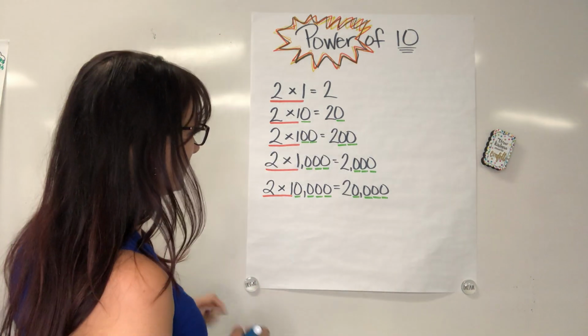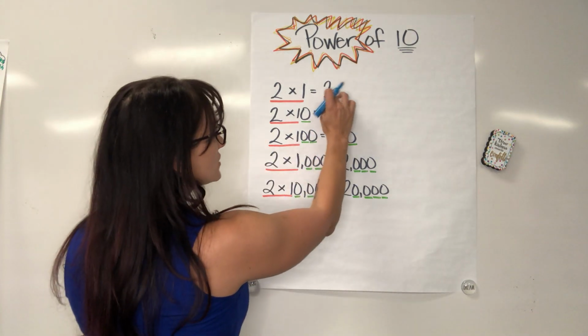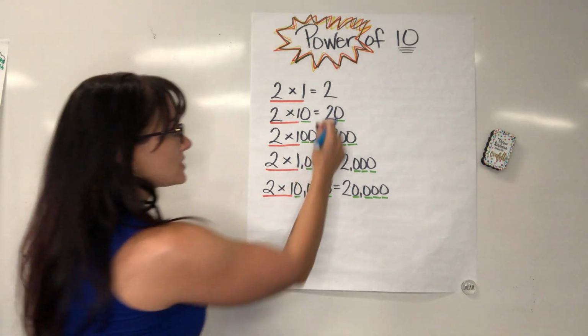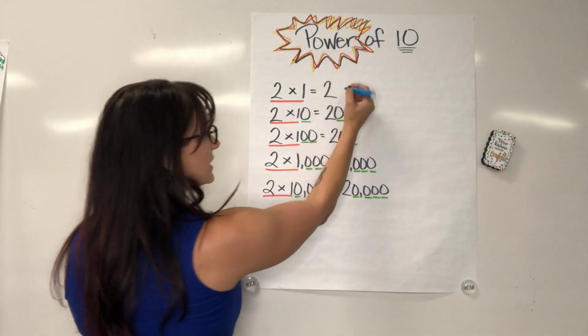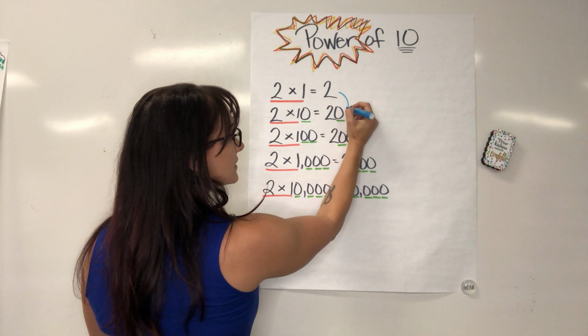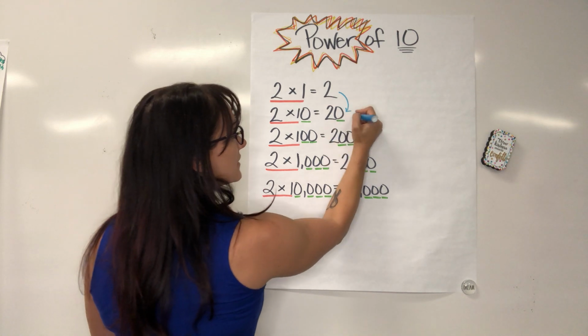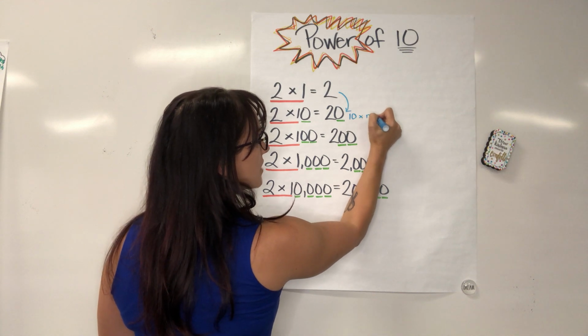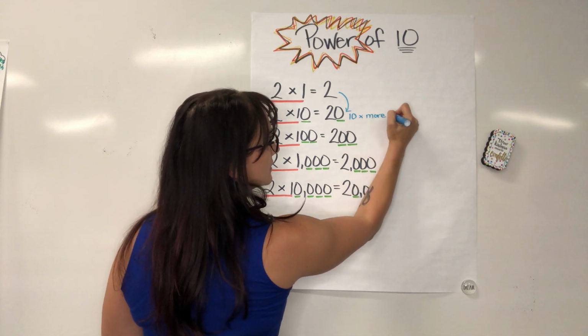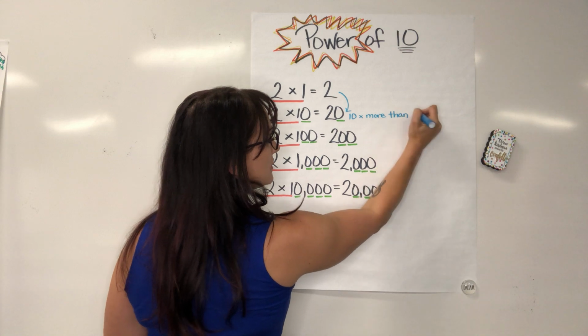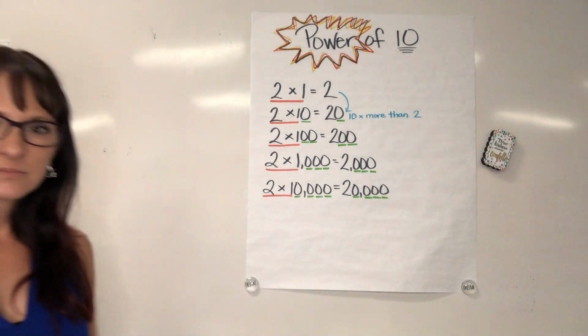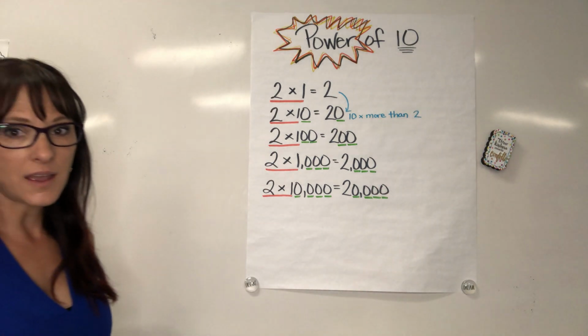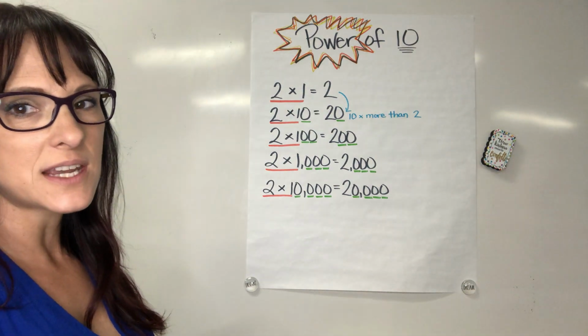Check that out, right? So 2 to 20, 1 to 10, this here, this is 10 times more than 2. Okay, go ahead and pause that, write that down.